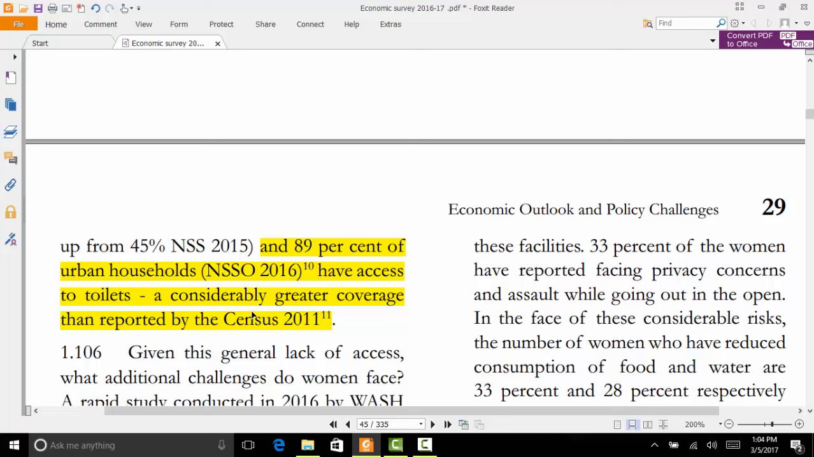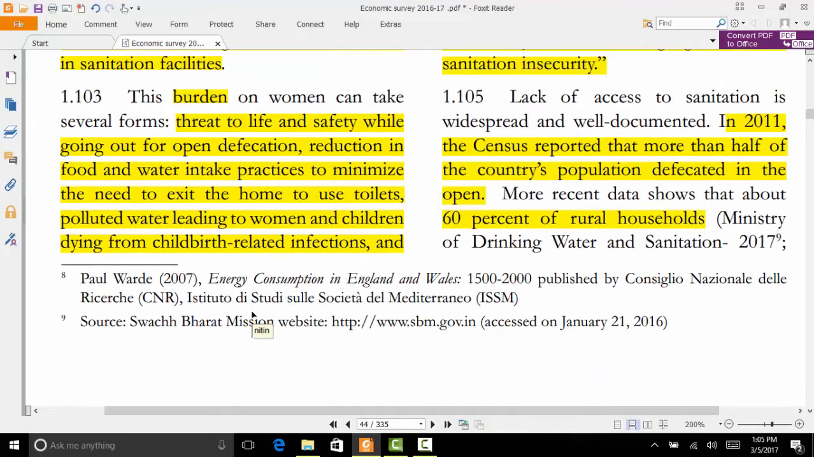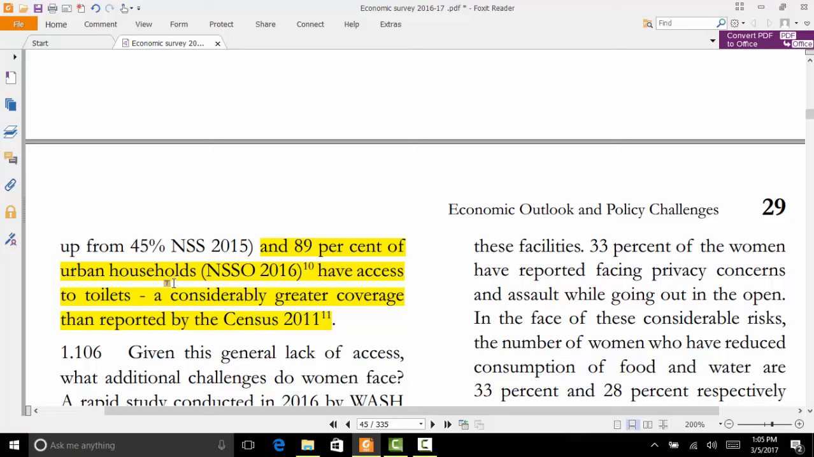A considerably greater coverage than reported by census 2011. So it's a positive point. Once a question comes on open defecation, sanitation, then we showcase how low the level of sanitation we have. Then we show what kind of improvement has been done. So this data gives you that improvement status. So remember this data, 60% of rural households and 89% of urban households.